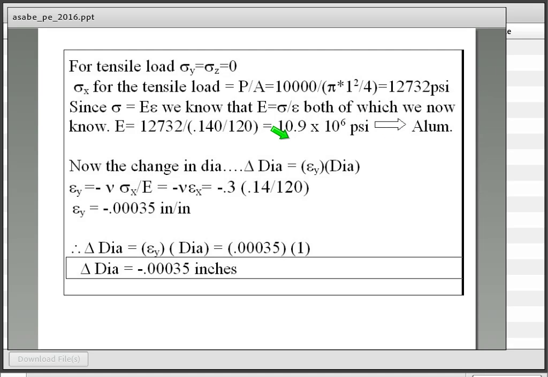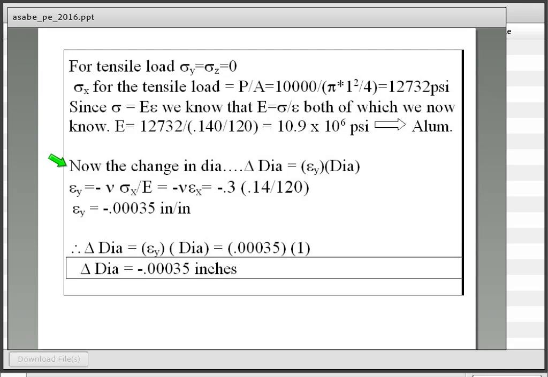And so that would be one of the answers to our problem here. Aluminum would be the material based on the information given. Now, here's another question. How did the diameter change for this particular rod?